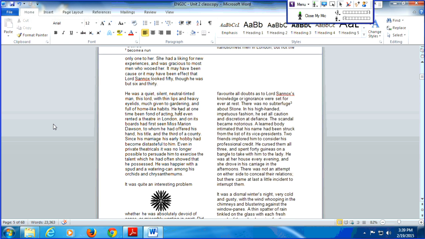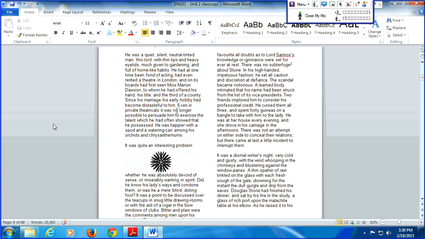In his high-handed, impetuous fashion, he set all caution and discretion at defiance. The scandal became notorious. A learned body minuted his name and struck it from the list of its vice presidents. Two friends implored him to consider his professional credit. He cursed them all three, and spent 40 guineas on a bangle to take with him to the lady. He was at her house every evening, and she drove in his carriage in the afternoons.